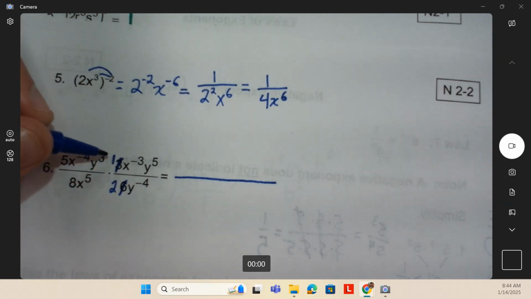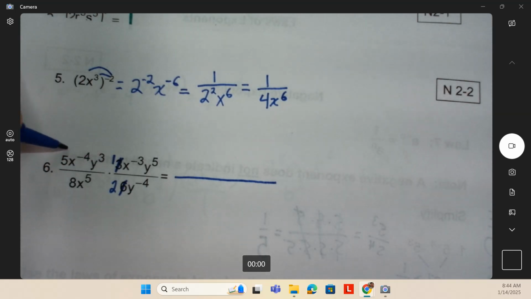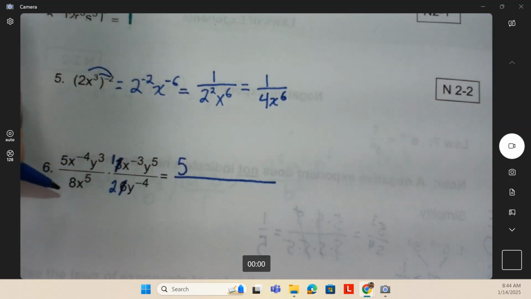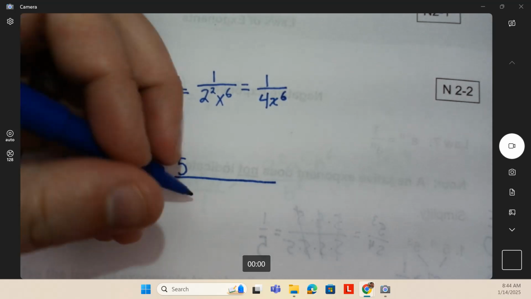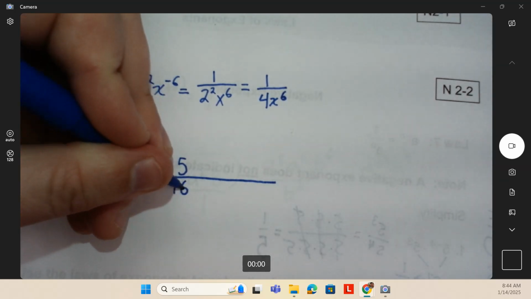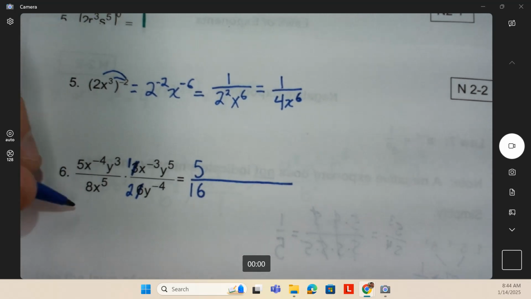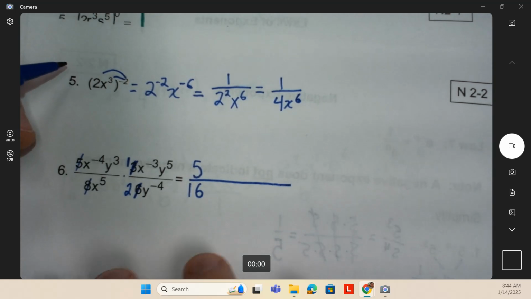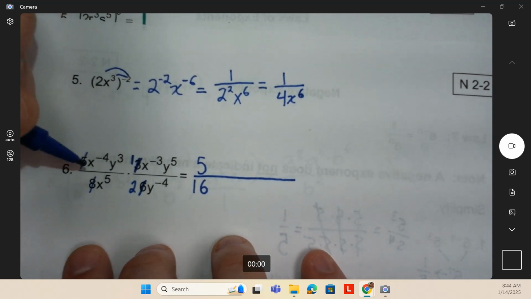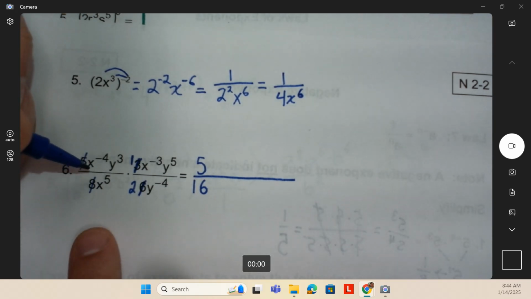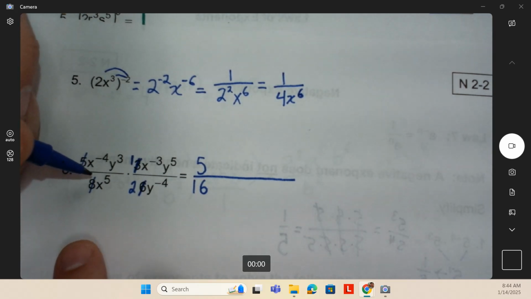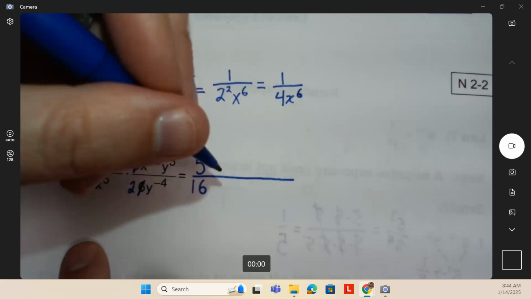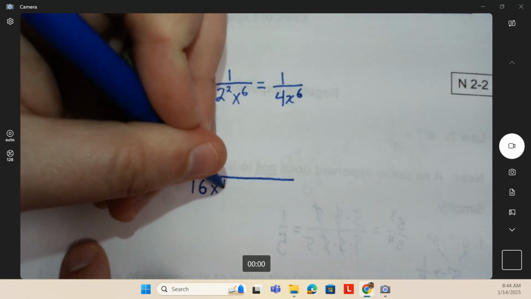Now once I've got that, then I can multiply my coefficients together. 5 and 1 just gives me a 5 on top. Then 8 and 2 give me a 16. So that takes care of my coefficients. Everything else I'm just writing down as it is. The only thing I'm going to do is, if it's negative, I'm going to move it to the bottom and make it a positive. So that x to the negative fourth, I'm going to move to the bottom, becomes x to the fourth.